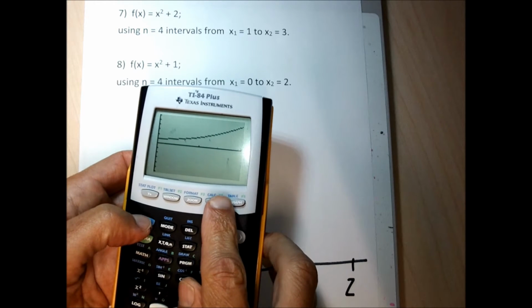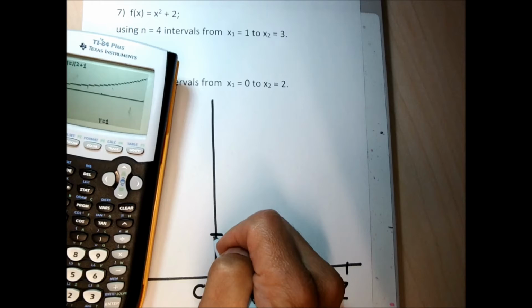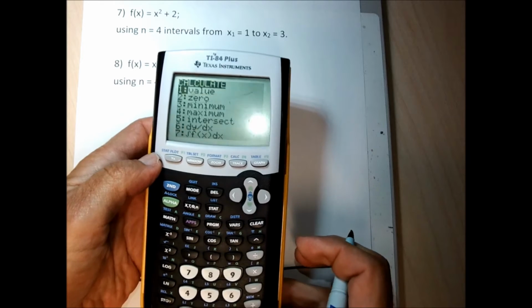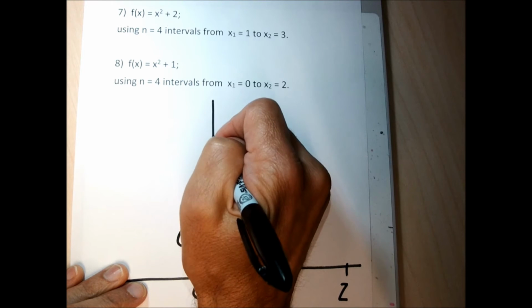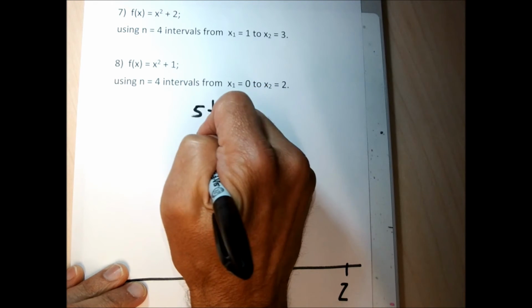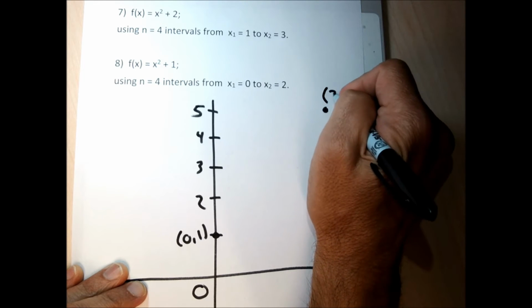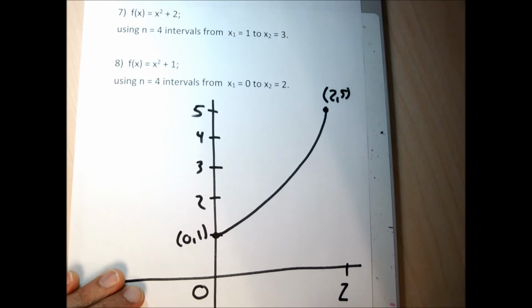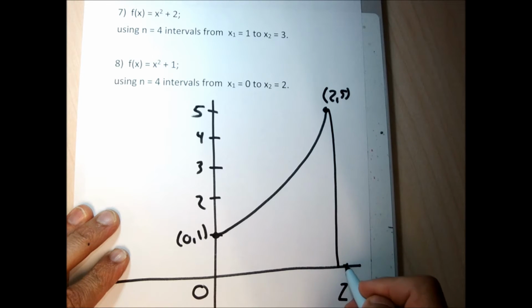So at 0, I need to get the y. So second calc value 0. I'm going to get the point 0, 1 again. And then second calc value 2, and I get the point 2, 5 again. And again, the more of a curve I show, the more I can see that there's a difference between my trapezoid area and my calculator area. So I can never draw that so well.